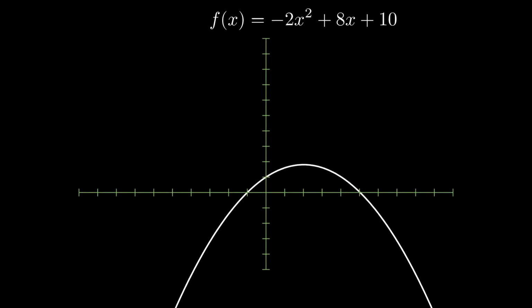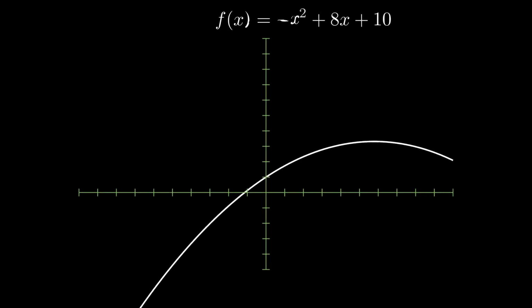Quadratic functions have the following general formula, where f(x) equals ax squared plus bx plus c, where a, b and c can be any real number. Here are some examples of quadratic functions.